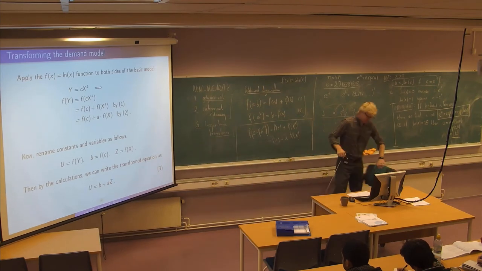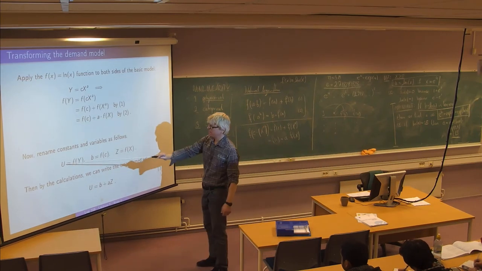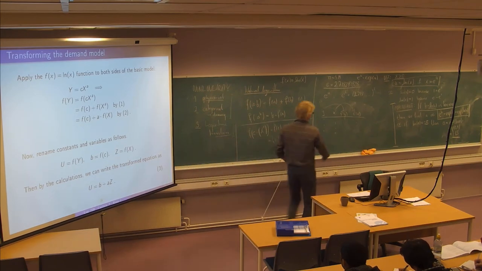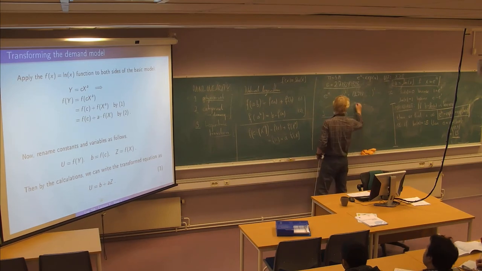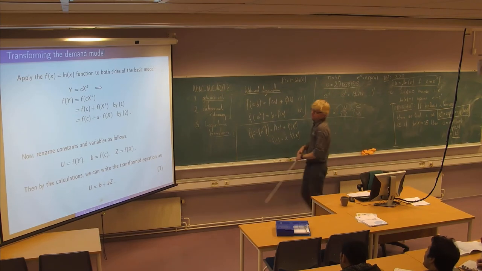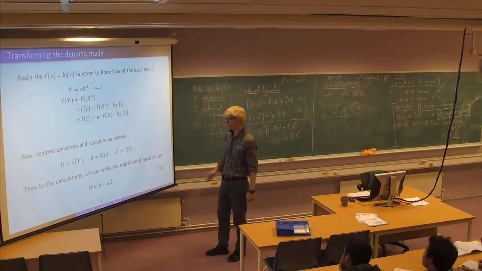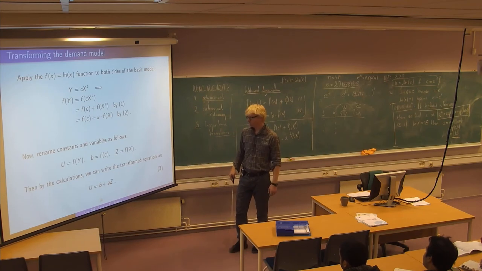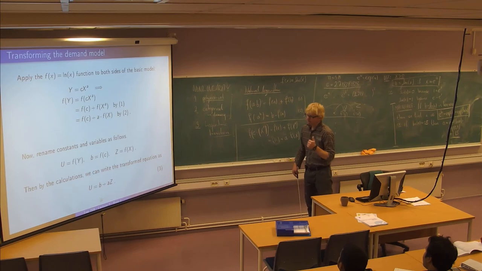And if you want to do it in great detail, you rename the variables. I call u my f of y, so it's this variable. I give the name u here, and I give the name t here to f of x, and I rename this constant f of c to b, then the relationship reads just as this. So it's a straight linear relationship between the two new variables.